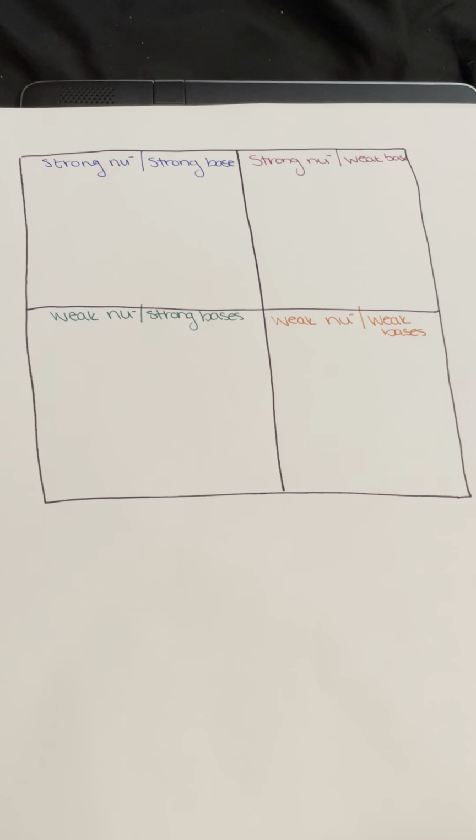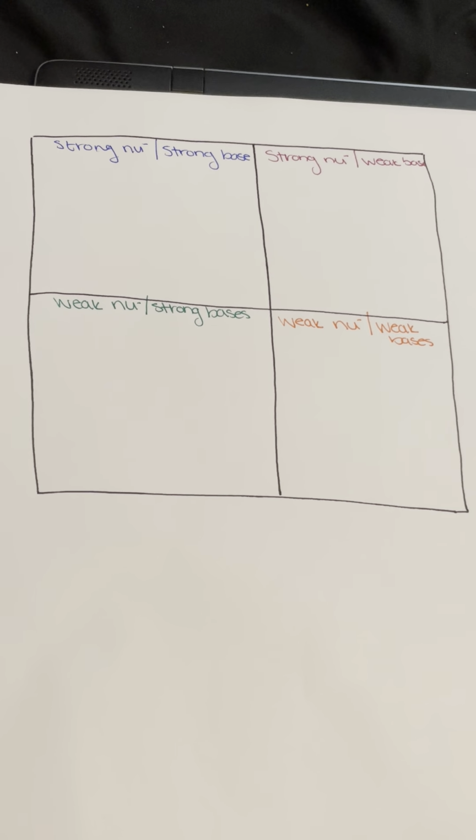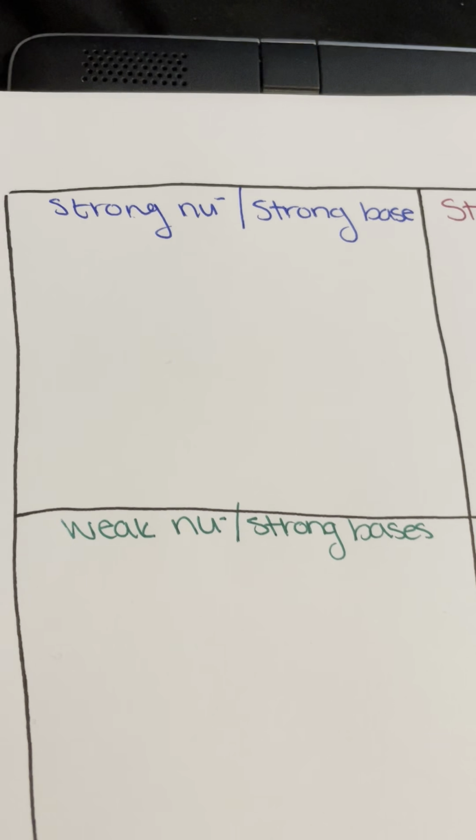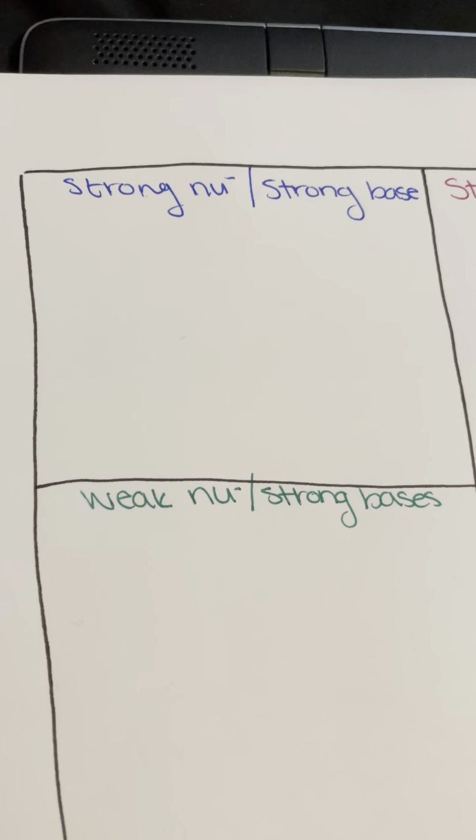This is going to be a useful chart for making substitutions or eliminations, which we will see in a little bit, but this is the chart that's going to be helpful when determining what's a strong nucleophile, what's a weak nucleophile, strong base, weak base, etc. And I color-coded them so it will be easier for us to differentiate between the 4 boxes. So let's start with strong nucleophile and strong base.